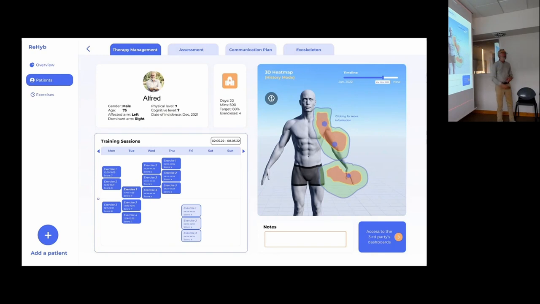This is actually a digital patient model here, but now it's a 3D model of the patient, with some heat maps to show the mobility of the different parts of other extremities.